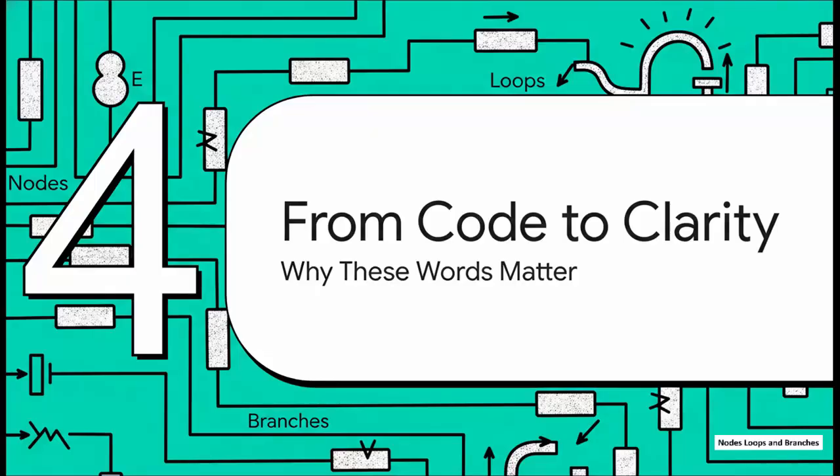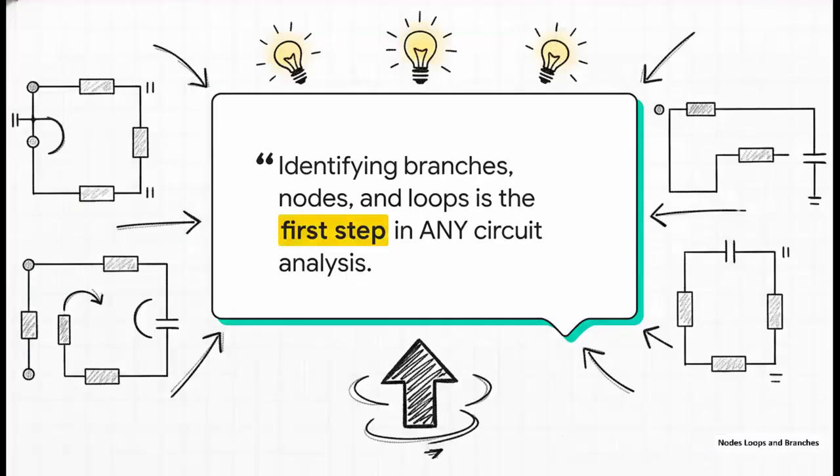But so what? Why do we even care about this vocabulary? Well, it's because this isn't just about labeling parts for fun. This is the absolute foundation for figuring out what the circuit is actually doing. And honestly, that's the most important thing to take away from all this. You literally cannot solve for voltage or current or anything really until you can first break the circuit down into these 3 things: branches, nodes, and loops. It is always step 1, no exceptions.